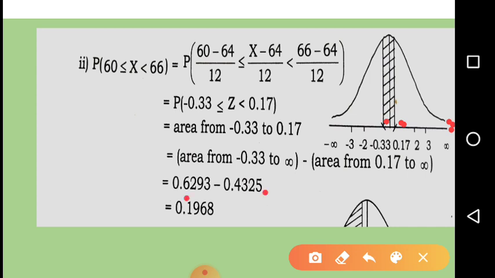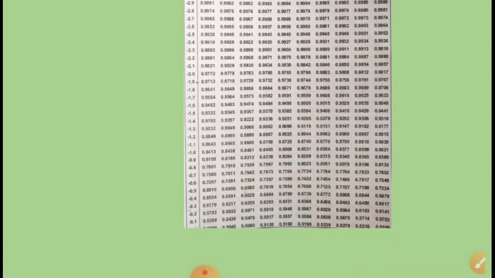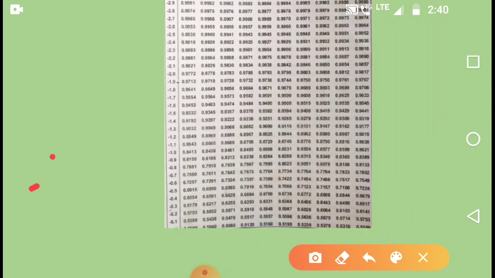So how did you get these values? You have to see the chart once again. Minus 0.33, see, you should get 0.627. See here. What is this thing? It is minus 0.33. So minus 0.33 is, okay, the chart.